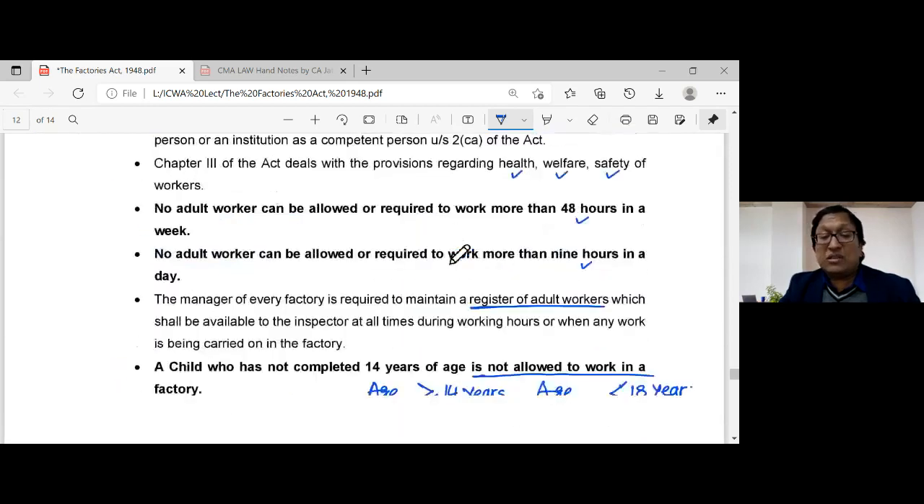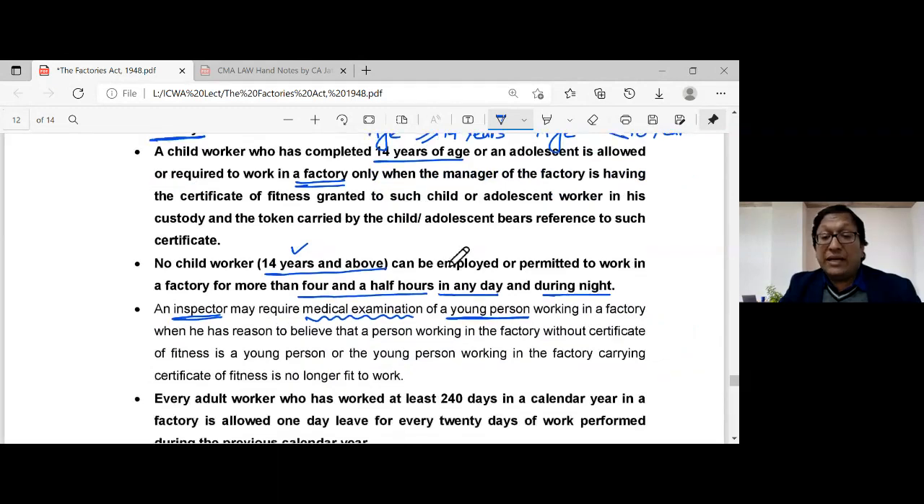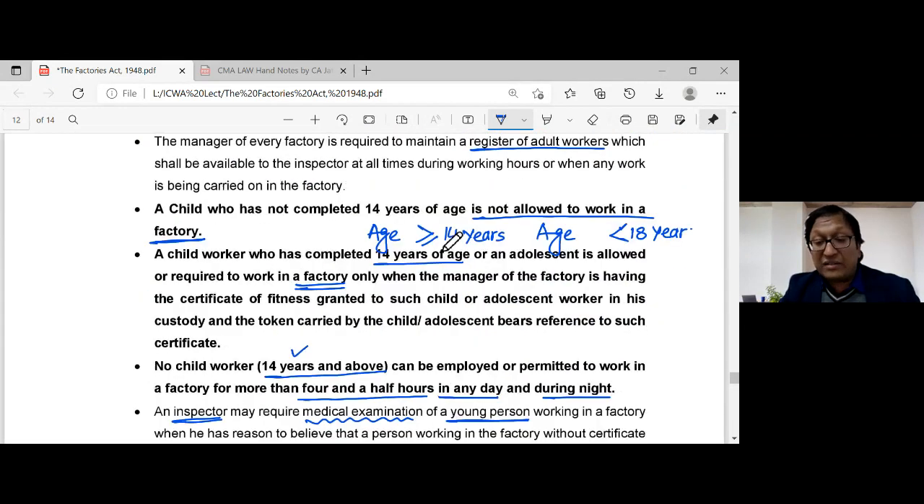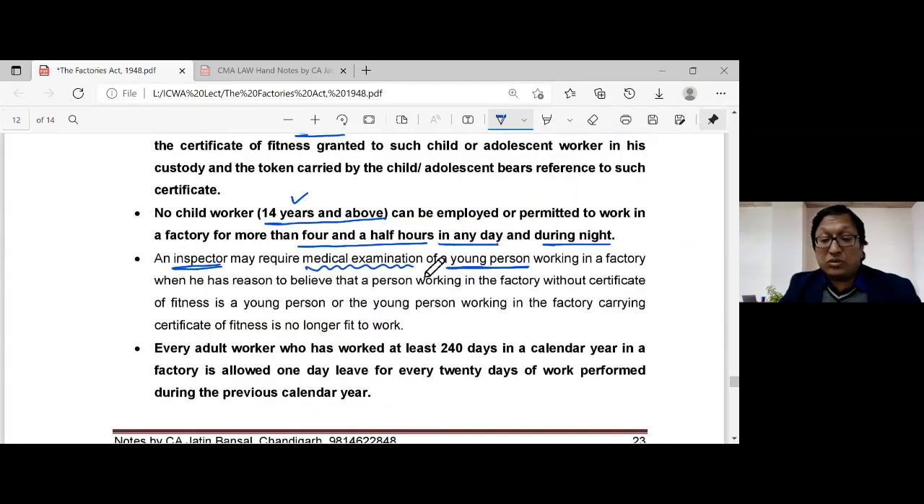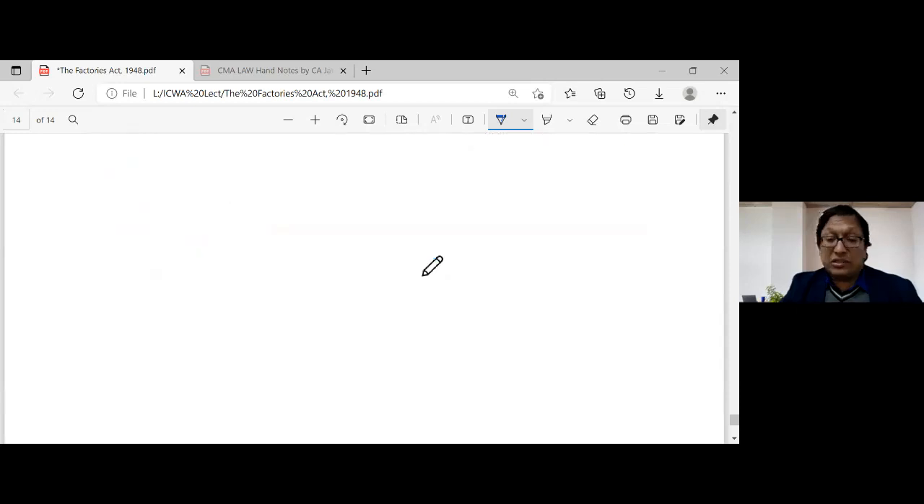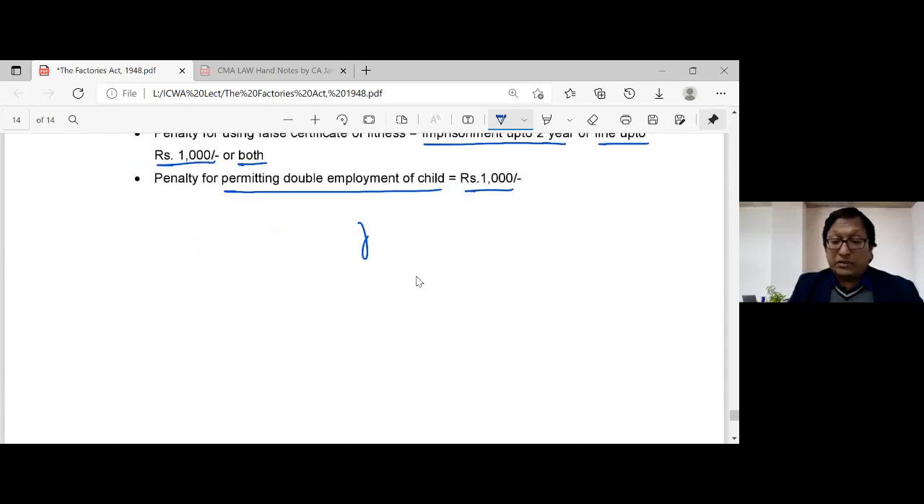So these were the things that you need to learn. And young children can work for a maximum of 4.5 hours in a day. So these are the main aspects that you need to learn. That's all for today. I'll see if some other doubts are there, I'll take them. Otherwise, we will wind up the session.